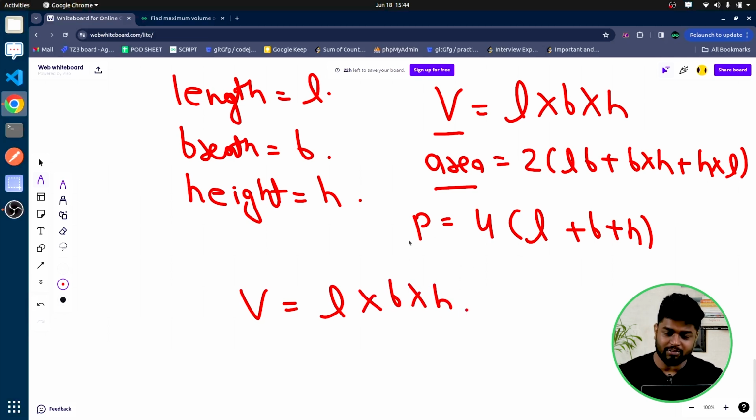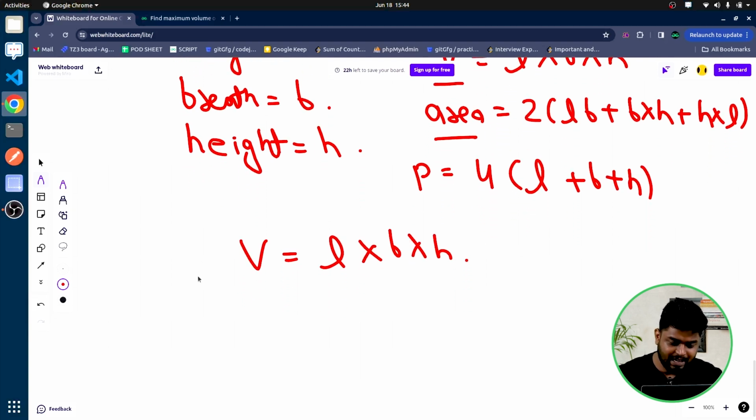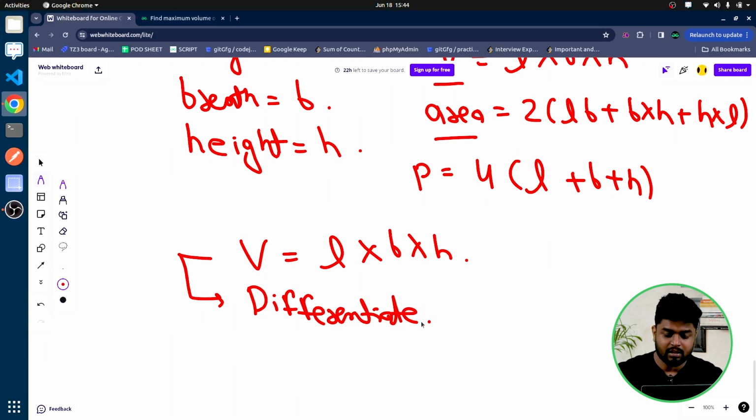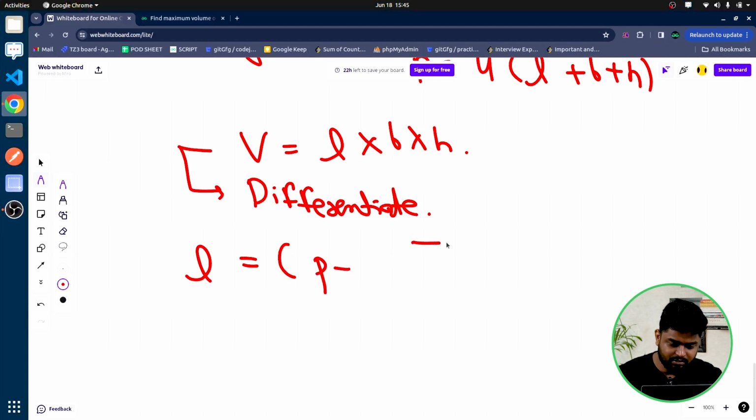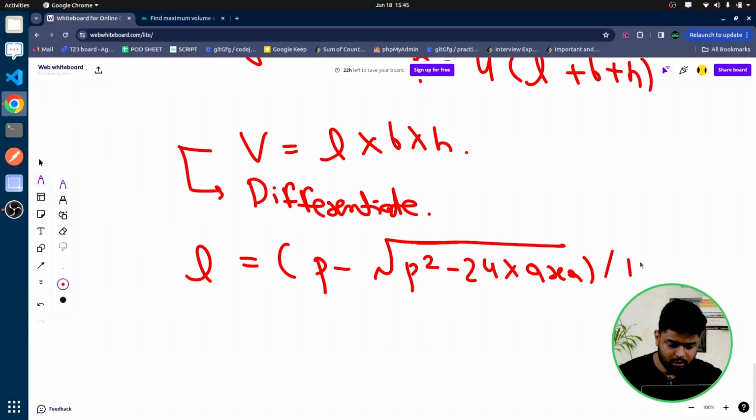So now we will substitute the values and apply calculus. We will differentiate this particular volume with respect to the length, and then applying the calculus formulas, we'll try to maximize this equation. When we do that, our optimized length will come out to be the perimeter minus the square root of (perimeter squared minus 24 into the area), divided by 12. So this is what our length will be.